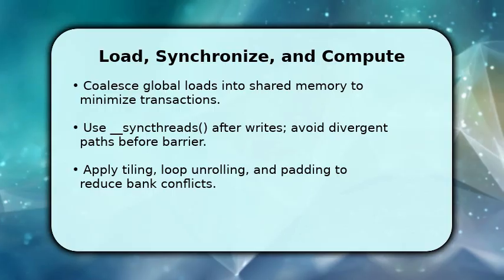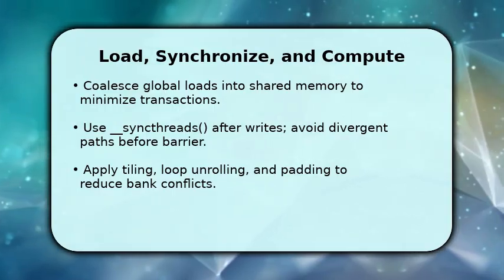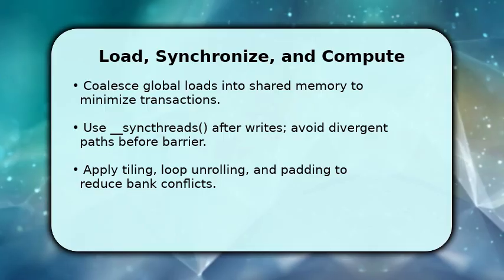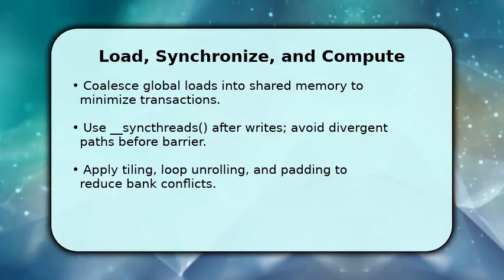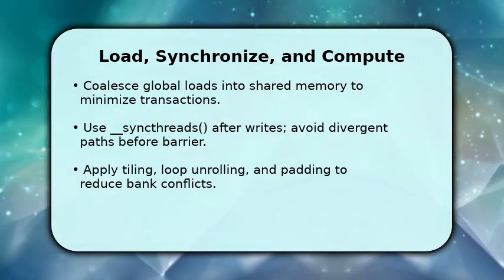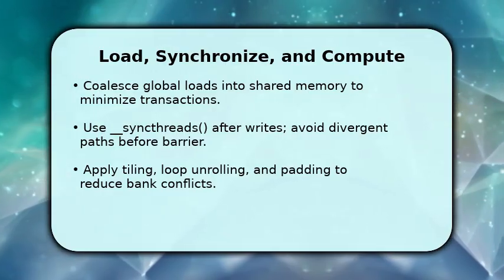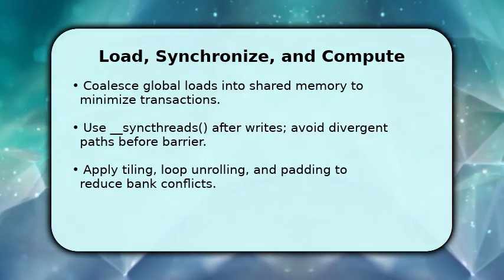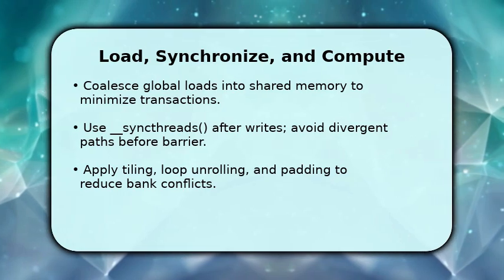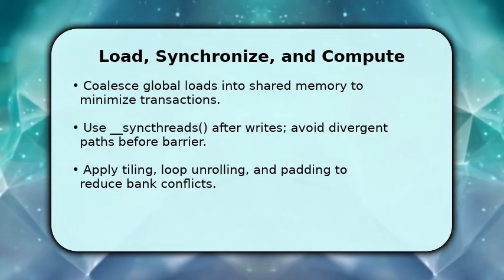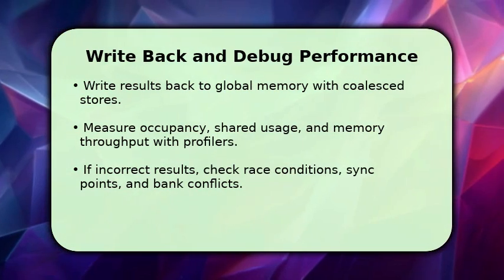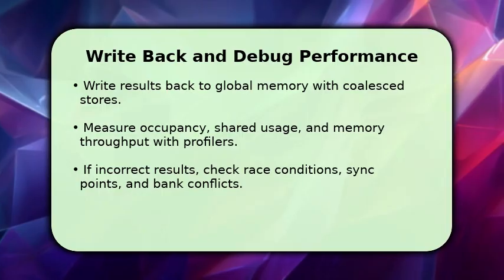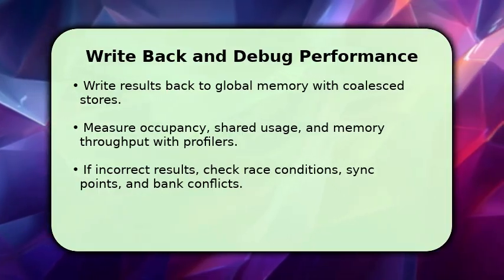Then perform your computation using the cached shared data, exploiting tiling and loop unrolling for throughput. Also add padding to eliminate bank conflicts, and consider register pressure versus shared usage, so you keep occupancy high while minimizing latency for inner loop operations. Finally, write results from shared memory back to global memory using coalesced stores to preserve bandwidth.